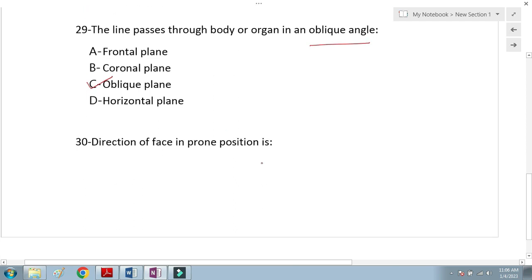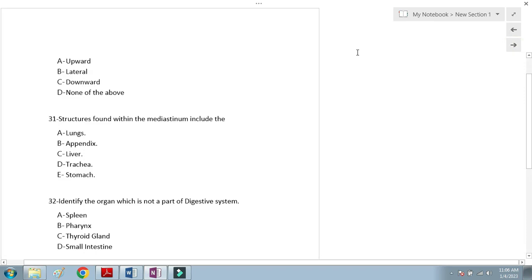Question 30, direction of face in prone position. What is the direction of the face in prone position? We know that supine position is upward, prone position is downward. Option C is the correct answer here.